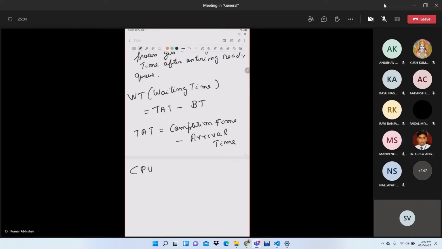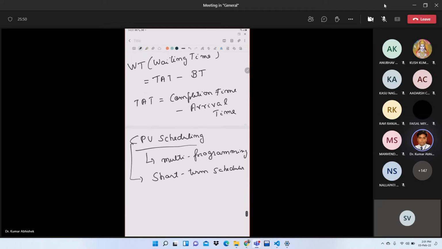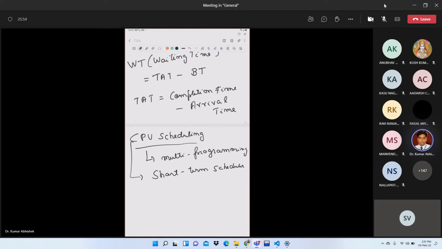The next is CPU scheduling. This happens when we are experiencing a multi-programming environment where we have multiple processes in our ready queue. Now, which process will be given to the CPU? This is performed by the short-term scheduler. What criteria will the short-term scheduler choose to pick a particular job from the ready queue and assign it to the CPU? That is what is known as CPU scheduling.